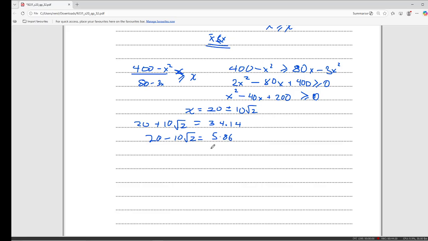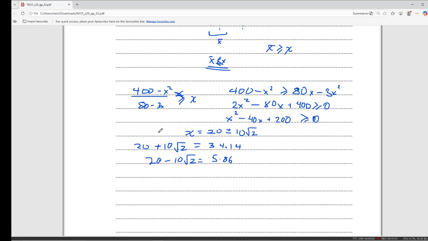5.86. Normally we consider positives for anything regarding measurements, right? Because you cannot have a negative side. But in our case, our answer is the negative. Why, you may ask? It is because the square is of side length 10. X makes up a portion of the side length 10. This tells me that x must be definitely lower than 10.